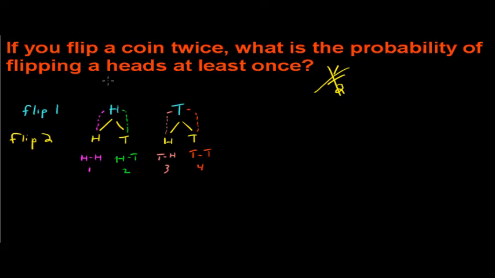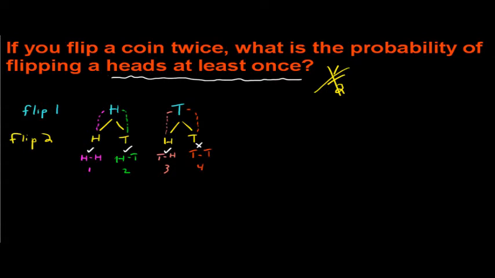So the probability of flipping heads at least one time. Okay, so let's look at this one. Did we flip heads at least once? Yes, we did. So we can count that. Okay, do we flip heads at least once here? Yeah, we flipped it on the first flip. Okay, what about over here? Yep, we flipped heads on the second flip. Here, we did not flip heads at least one time. No heads. So I'm going to cross that one out.